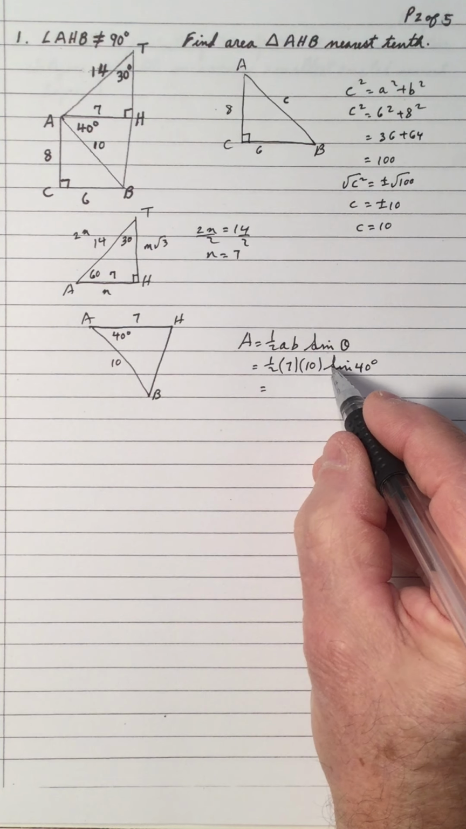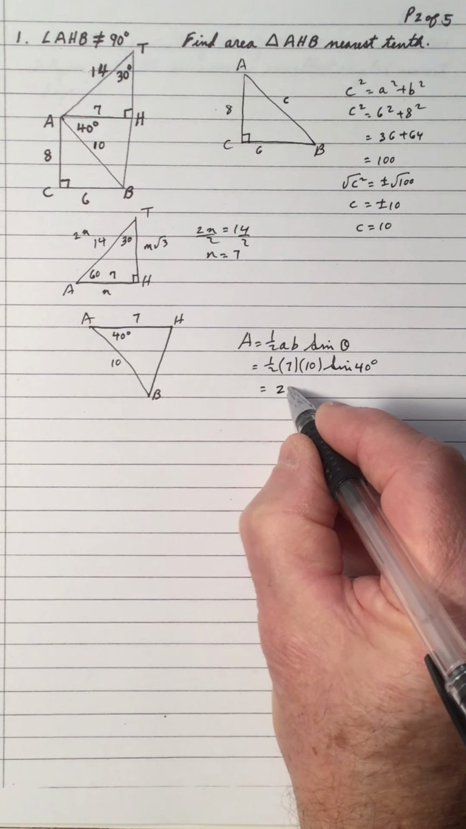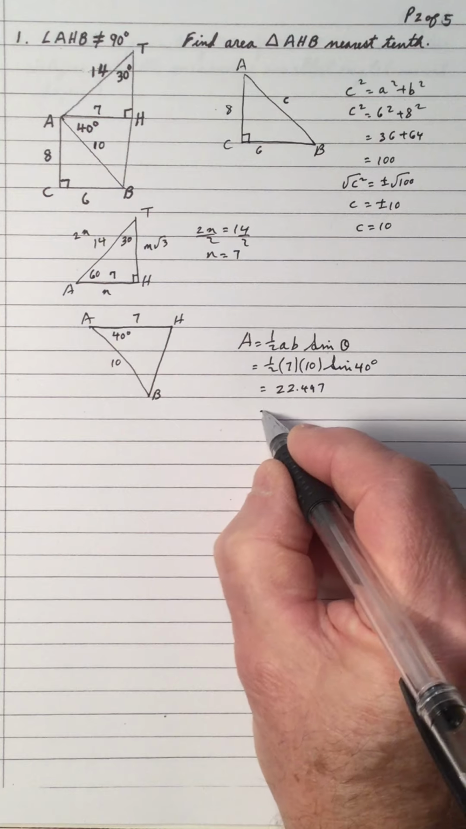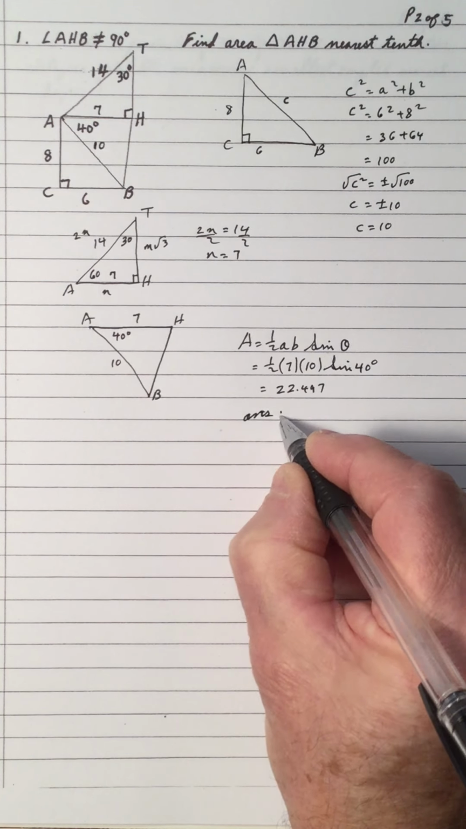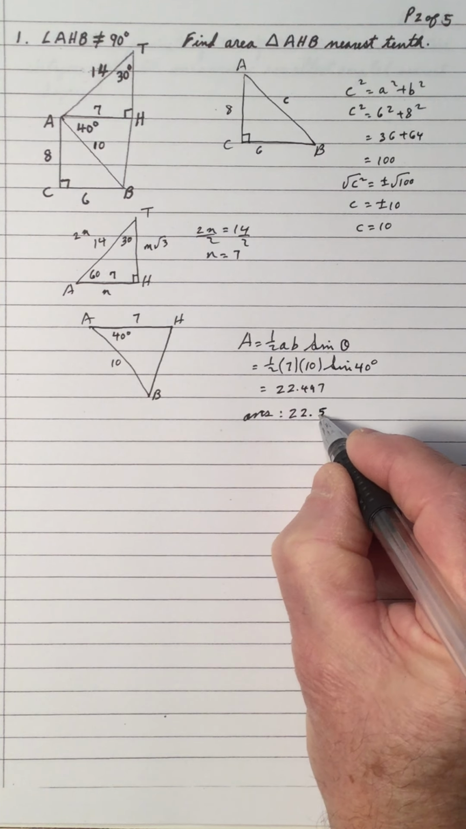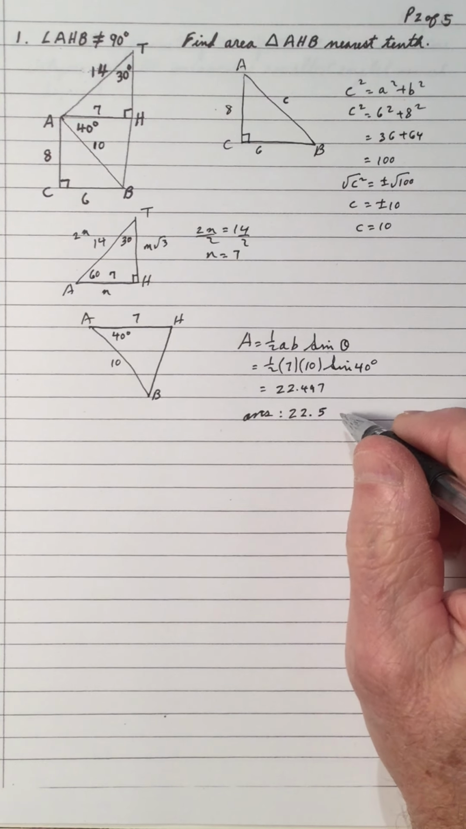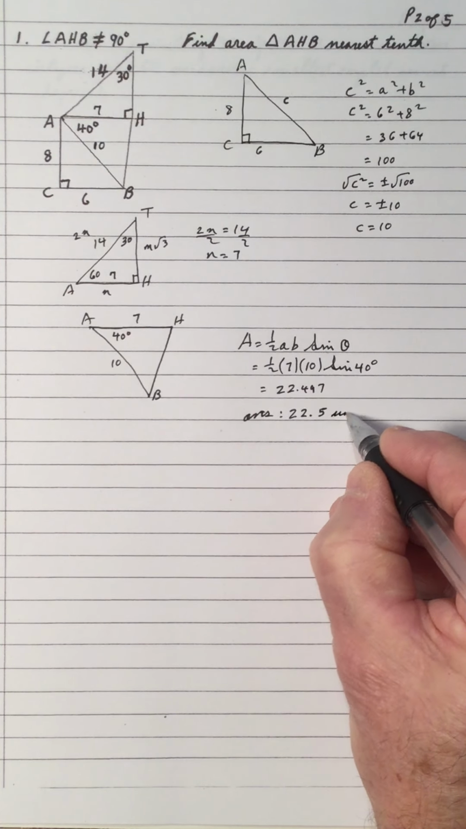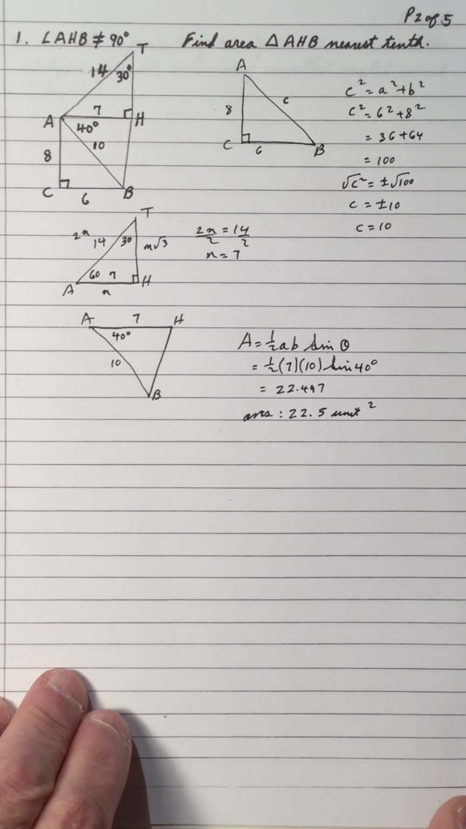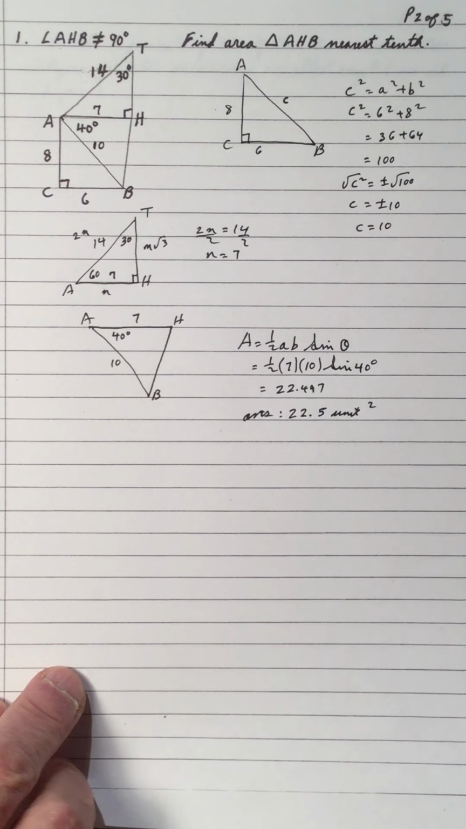You sub that in a calculator, and you'll come up with 22.497. So the answer for the area to the nearest tenth is 22.5, and we don't have any lengths, so it's square units, whatever the units are squared. So just using a bit of right triangle and using the area of a triangle, half ab sine theta. Now number 2, let's practice this one.